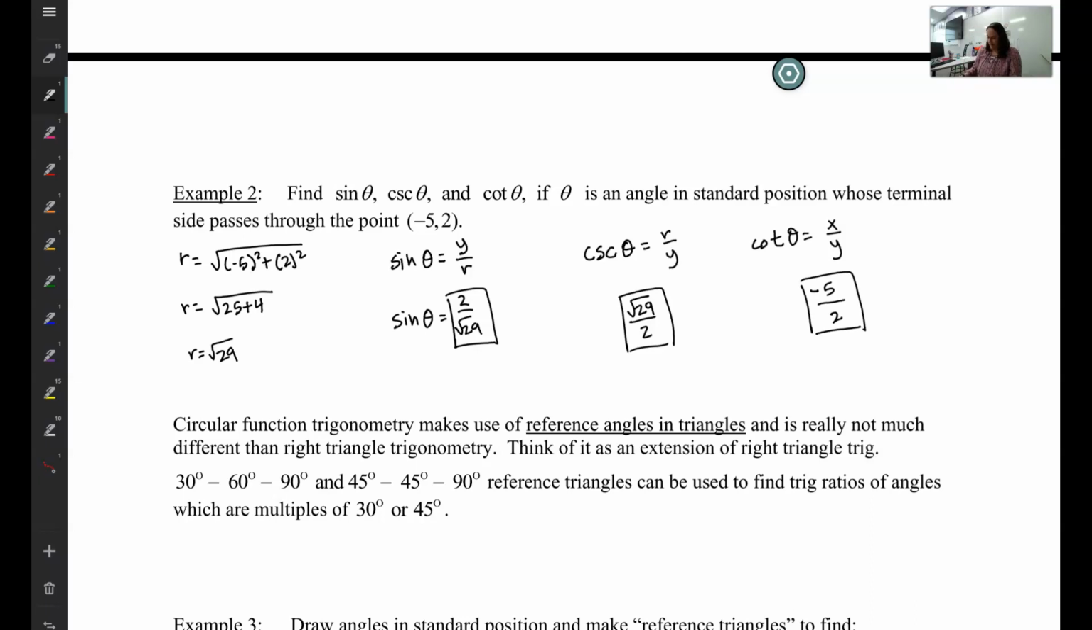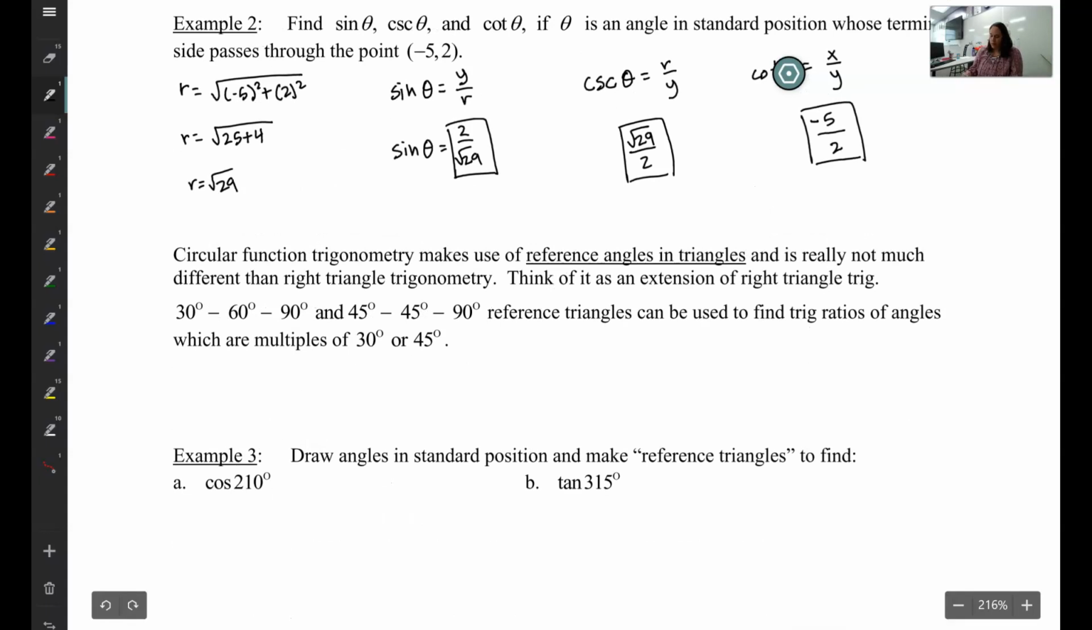And there you go. In the next video, we'll talk about your special right triangles, 30, 60, 90, and 45, 45, 90, which really should be memorized, and reference.